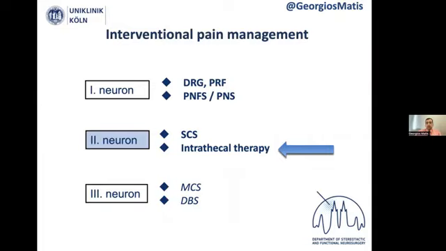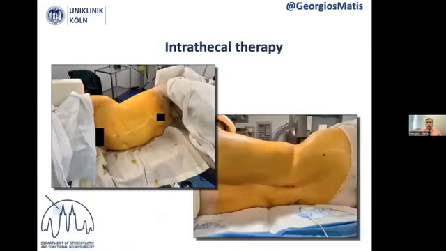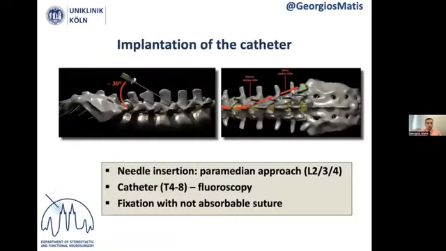With the intrathecal therapy, and this is true also for spinal cord stimulation, we are working at the level of the second neuron. This is what we see in the operating room. This is how we place the patient in the operating room. At the same time, we can have access to the lumbar spine to implant an intrathecal catheter, and to the abdomen to implant the medical pump.